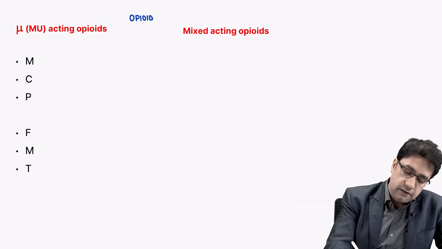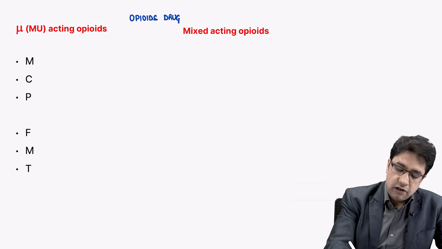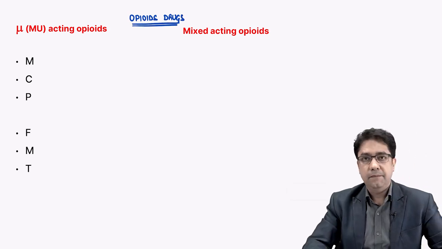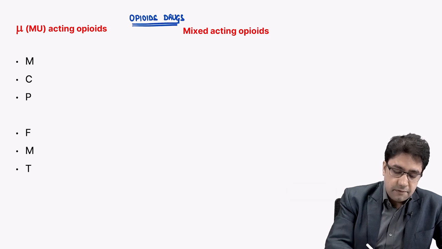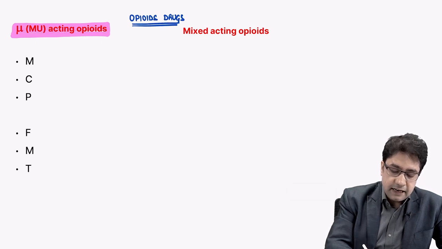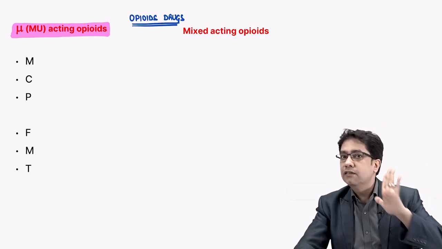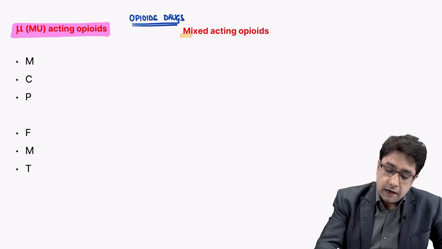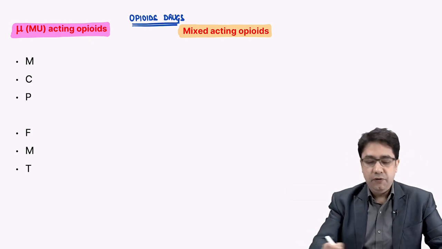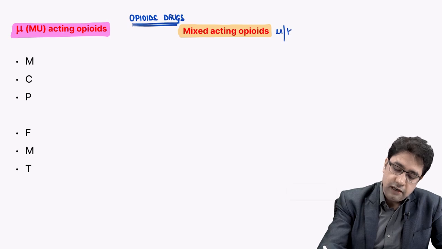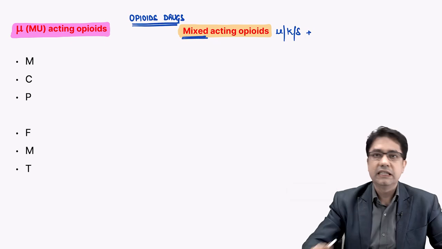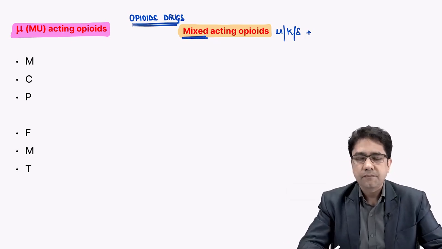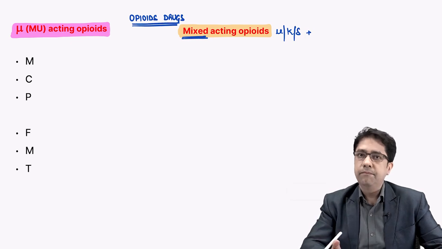In opioids, we classify the drugs on the basis of which receptors they act on. The first class is the drugs which act on the mu receptor, so mu receptor acting opioids. But we know there are two other receptors also: mu, kappa and delta. If an opioid acts on kappa and delta receptors as well, then we call it a mixed acting opioid. That is why the word mixed is there. So first, let's focus on the drugs that are mu receptor acting opioids.